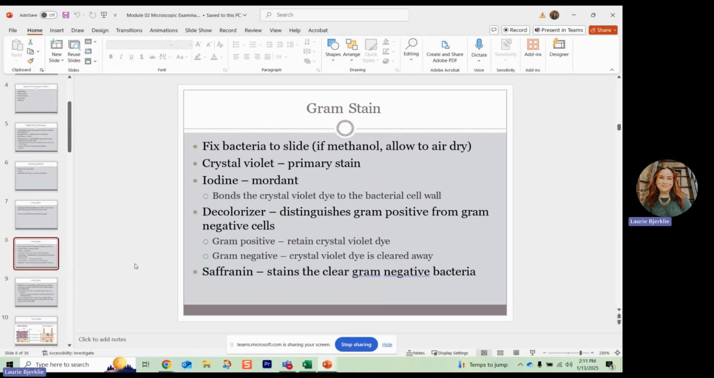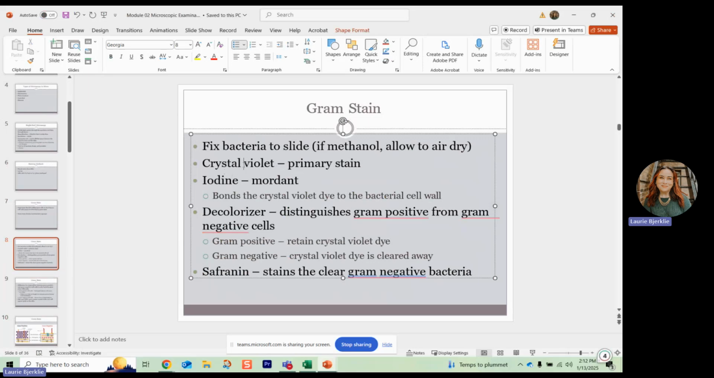All right, so here's the overall steps. Again, we fix the bacteria to the slide. In our lab, it's going to be through heat, but these are the actual 4 steps involved in the gram stain. And I have a spelling error there. There should only be 1 F there. It's crystal violet, then iodine. Decolorizer is your 3rd step, and then safranin is your 4th step. So those are the 4 reagents that we're using in gram stain. You absolutely need to know those.